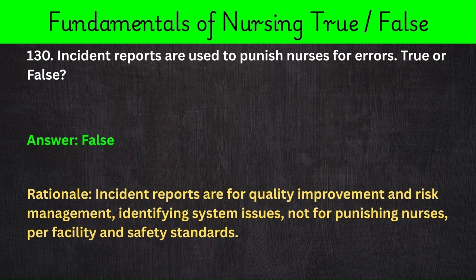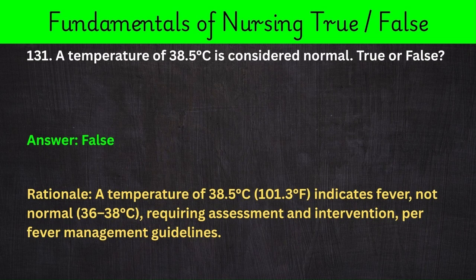130. Incident reports are used to punish nurses for errors. True or false? Answer: False. Rationale: Incident reports are for quality improvement and risk management, identifying system issues, not for punishing nurses, per facility and safety standards.